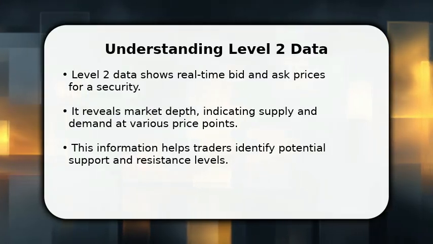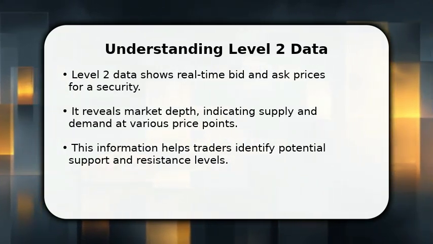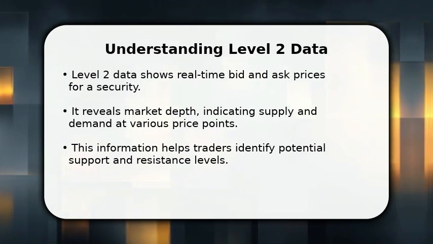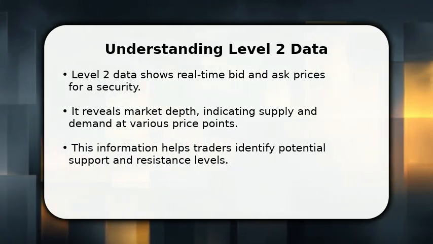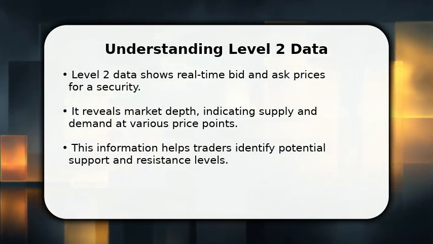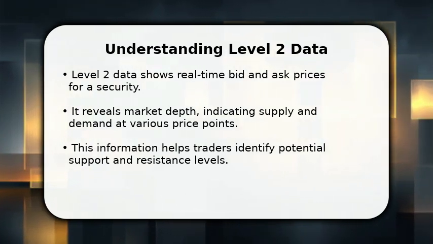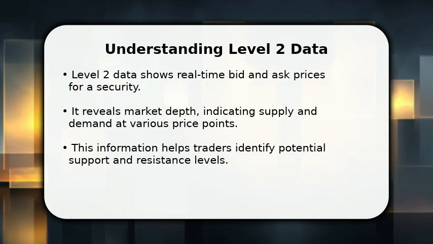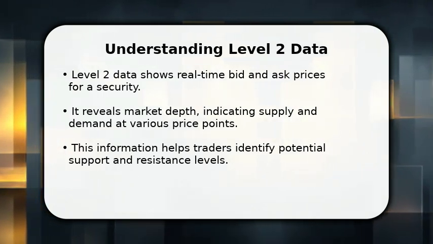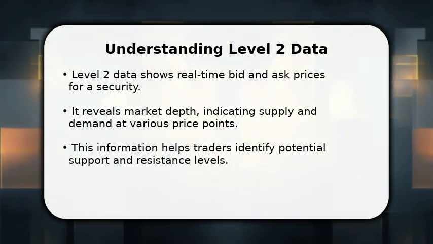In this video, I will explain how to use Level 2 data on Thinkorswim. Level 2 provides a deeper look into the market than standard quotes. It shows you the order book, displaying all the bids and asks for a particular stock. This transparency helps you understand where buyers and sellers are positioned. By observing these levels, you can gain insights into potential price movements. It's a powerful tool for informed trading decisions.